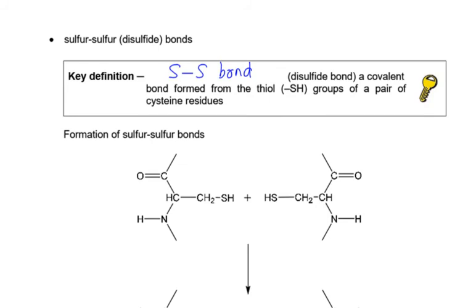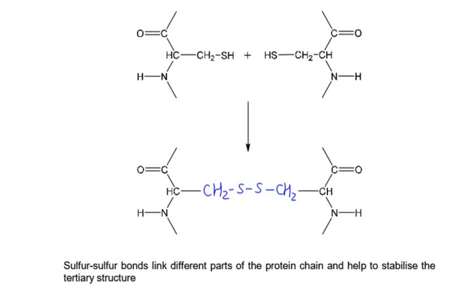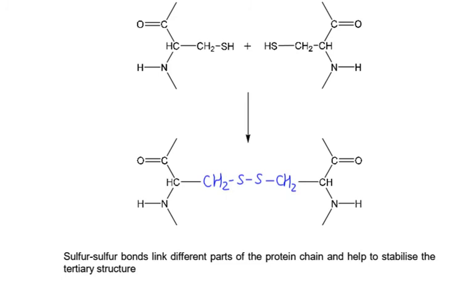A disulfide bond is formed when two cysteine residue side chains react together. The SH is the sulfur equivalent of an OH group, a hydroxyl group, and these can react together to form a disulfide bond. Now this is a covalent bond, so it makes a very strong link between different parts of the protein main chain. It helps to stabilise the tertiary structure.